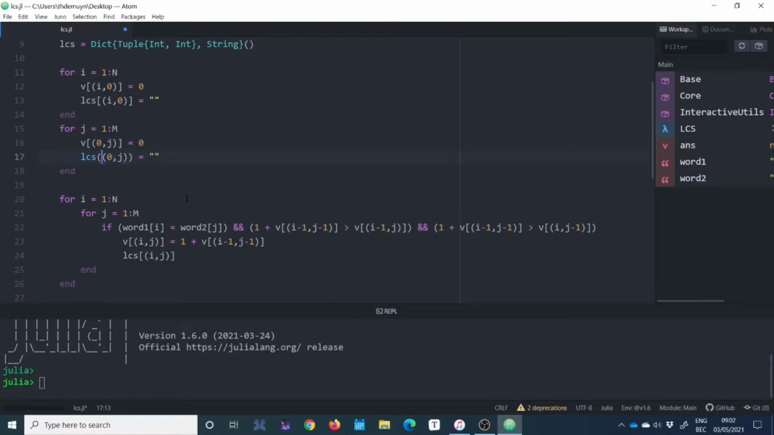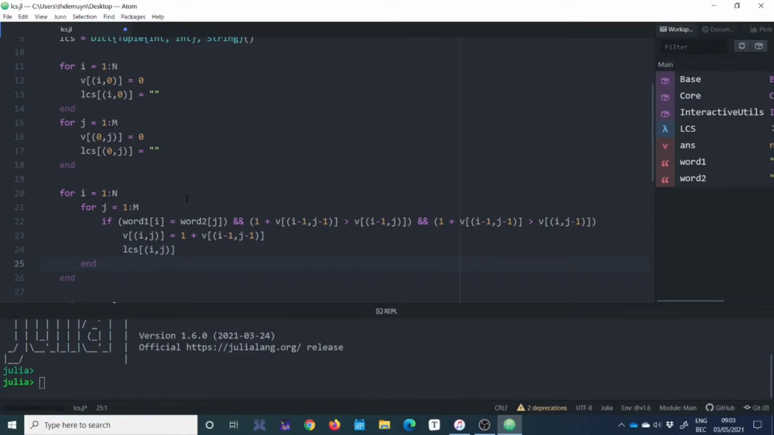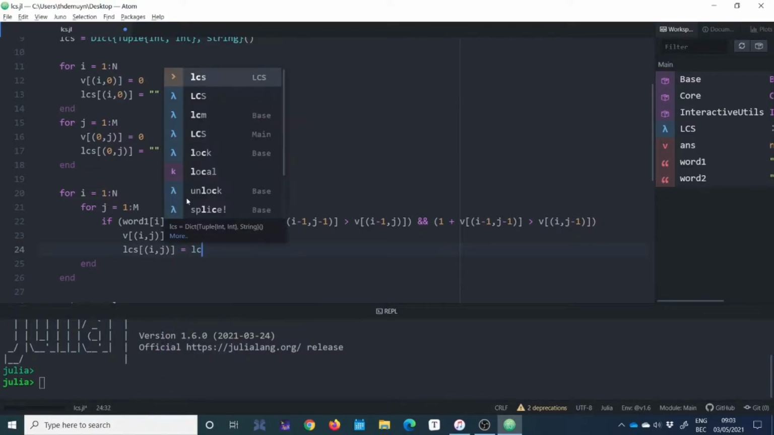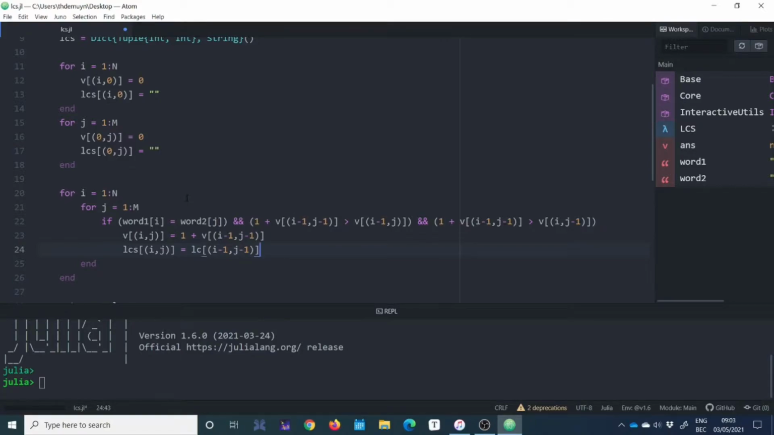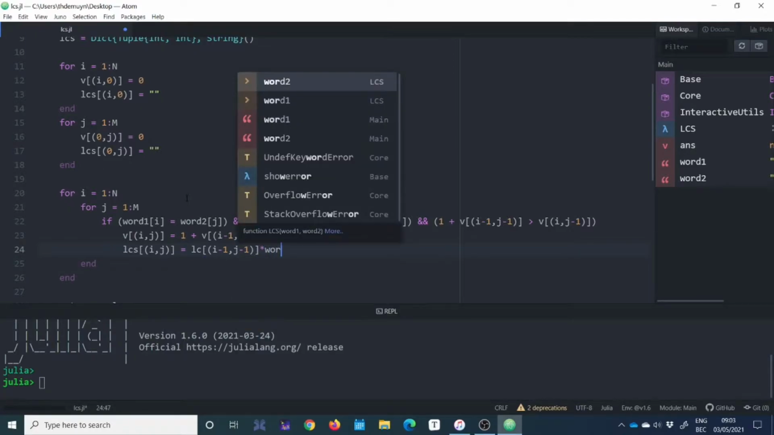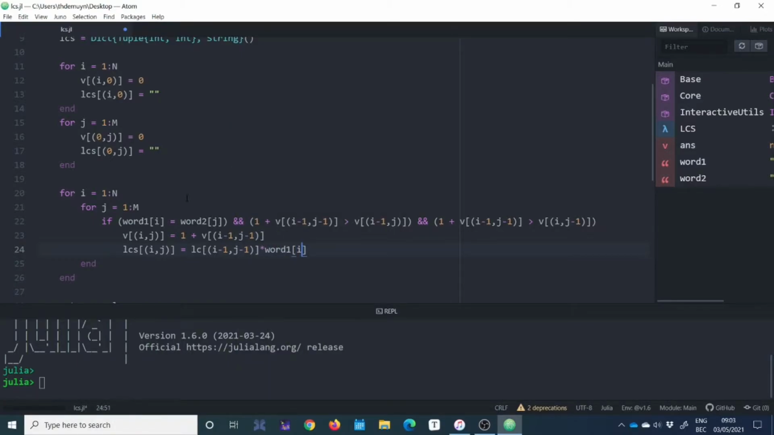So square bracket here and a square bracket here. Then longest common substring. What's the value? Well, it's longest common substring of i minus 1, j minus 1, and then I have to add the last letter. And I can put two strings together or add a letter to a string by using the multiplication here. So I just add the last letter of word 1, but I could also have picked word 2, right? Because they're the same letter.